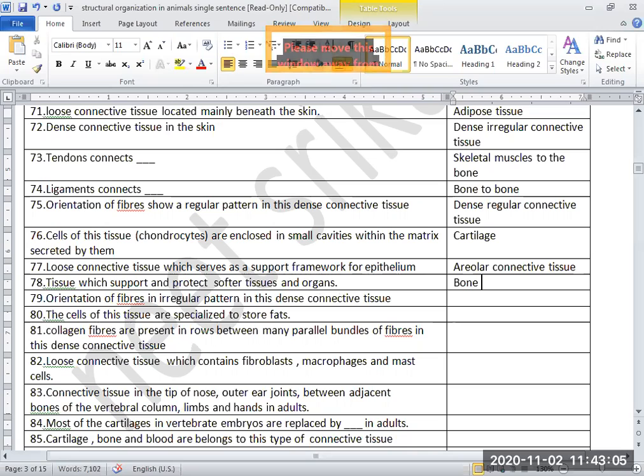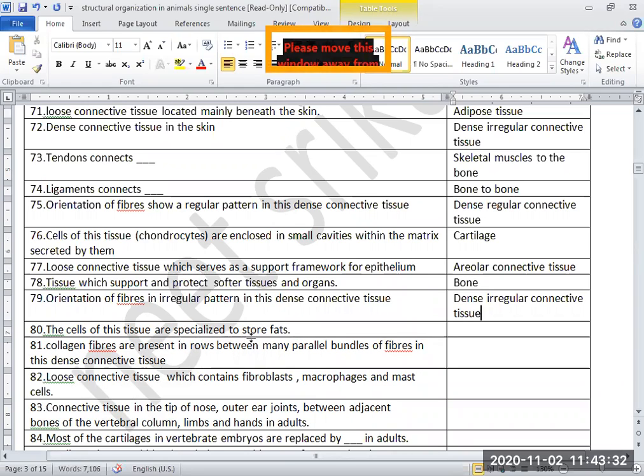Question 79. Orientation of the fibers in an irregular pattern in this dense connective tissue. Earlier we asked about regular pattern, now we are asking about irregular pattern. Dense irregular connective tissue.